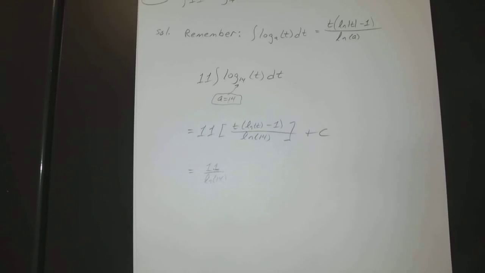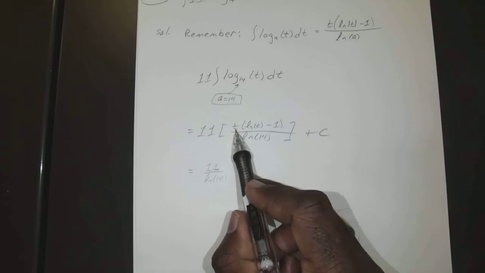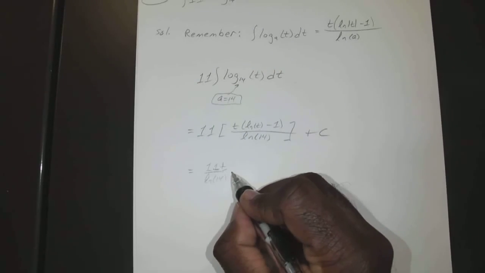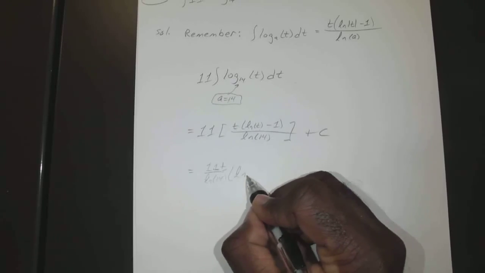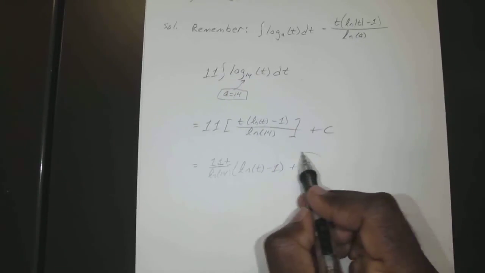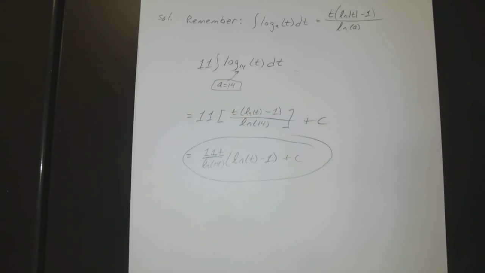All right, so you have 11 over natural log of 14 times t natural log of t minus 1. You can put the t up there if you want to and just multiply the whole thing by natural log of t minus 1, or however way you want to set it up, as long as it reads the same thing.